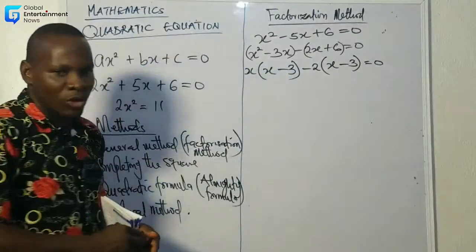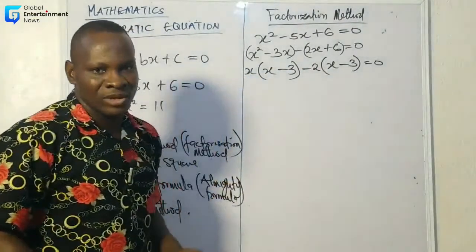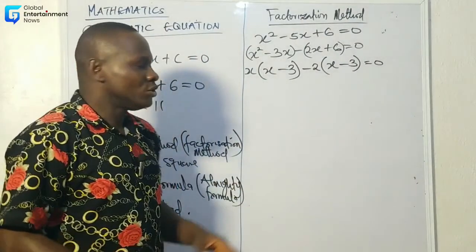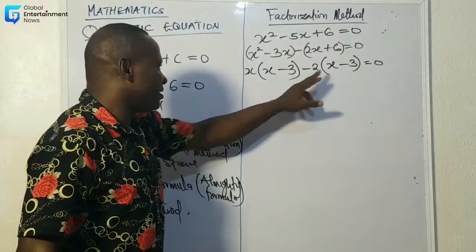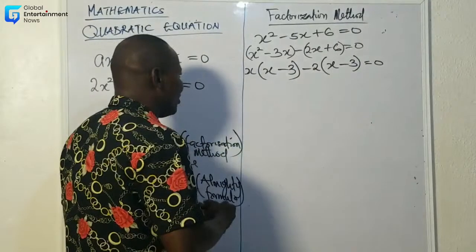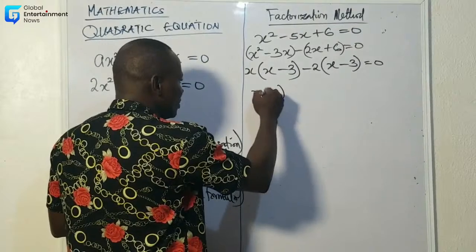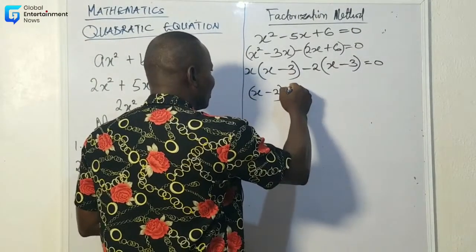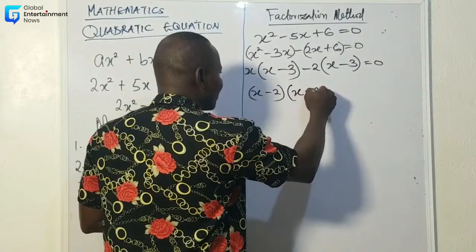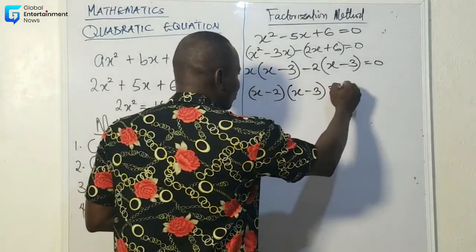You must make sure that the two brackets are tantamount in nature. You must make sure that they are the same. Looking at this, minus 3, minus 3. So what do I do now? I have to take what is outside. I say x minus 2, bracket close. And the second one is what? We have x minus 3. Out of these two, you just have to take 1 is equal to 0.